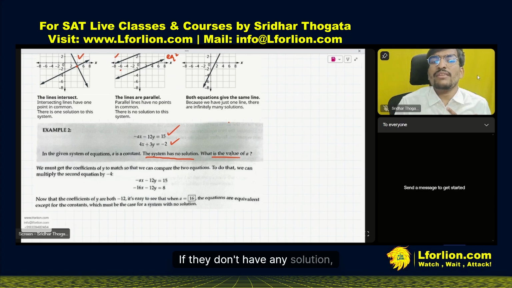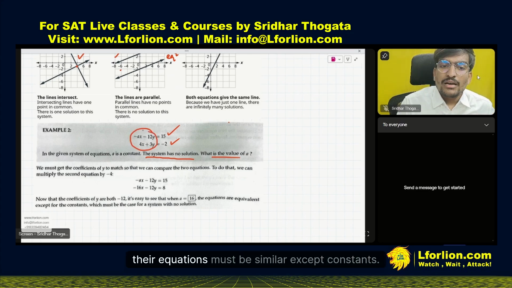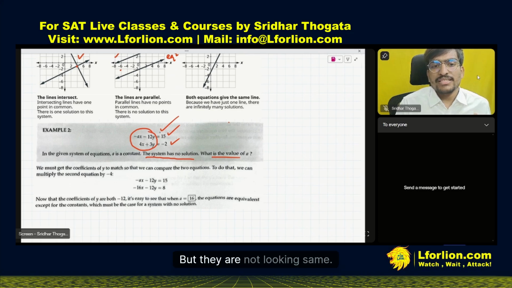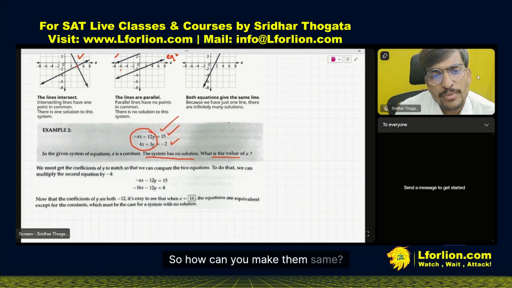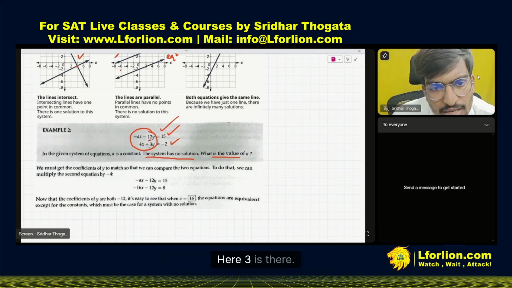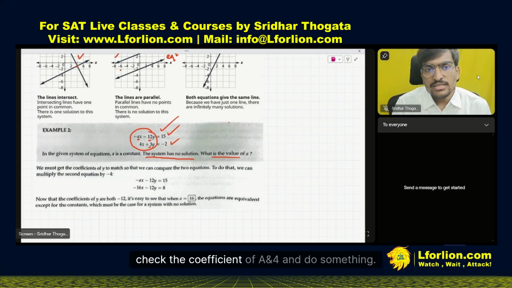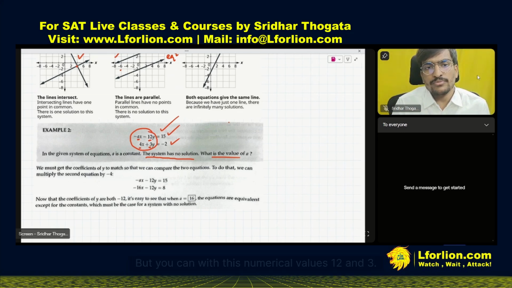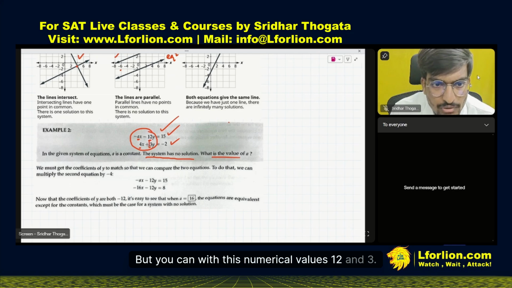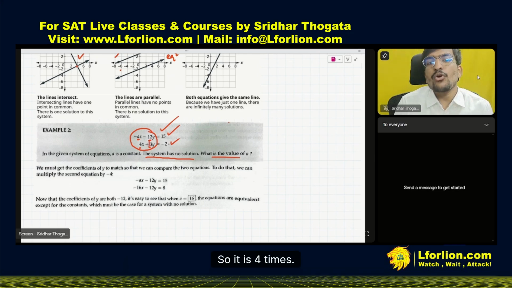If they don't have any solution, their equations must be similar except for the constants, but they don't look the same. So how can you make them the same? Here 12 is there, here 3 is there. Try to check one coefficient. You can't compare the coefficient of a and 4 directly, but you can with the numerical values 12 and 3. So it is 4 times.